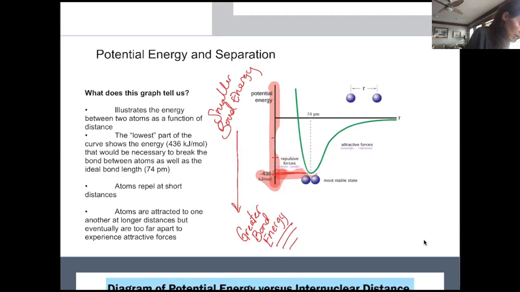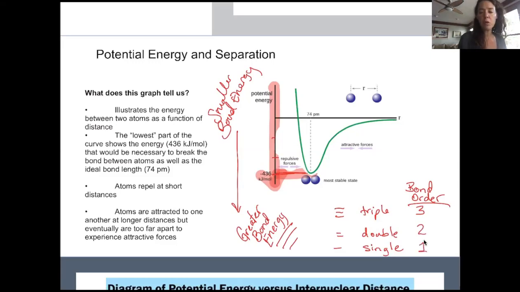Now, we're going to see that a triple bond, we haven't learned to draw them yet, is stronger than a double bond, which is stronger than a single bond. Look how easy this is. It's a bond order of 3 versus a bond order of 2 for double bonds versus a bond order of 1 for single bonds. So the higher the bond order, the stronger the bond, the lower the potential energy. Okay?